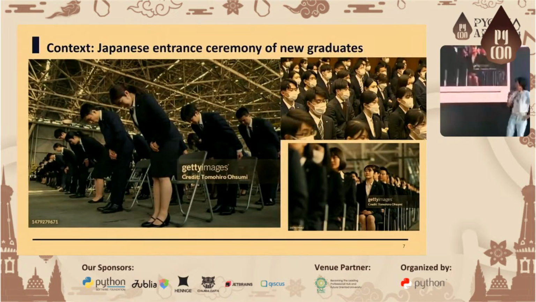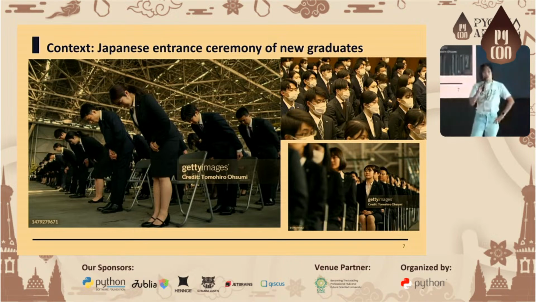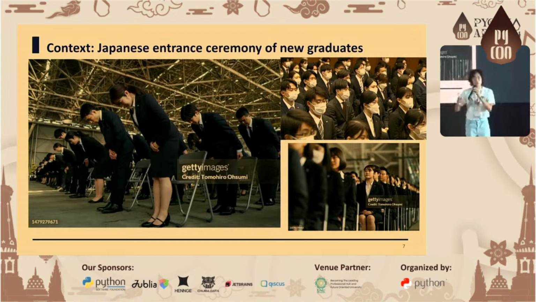Next. First, I need to explain the context of the Japanese entrance ceremony for new graduates in a company. Usually on April 1st, there is a ceremony for new graduates in Japanese companies. And most of the ceremonies are held with uniforms of suits, the same color of hair, and simultaneous movements. So this is a little bit strange to other countries. So I joined the company this spring, so this year is my turn.